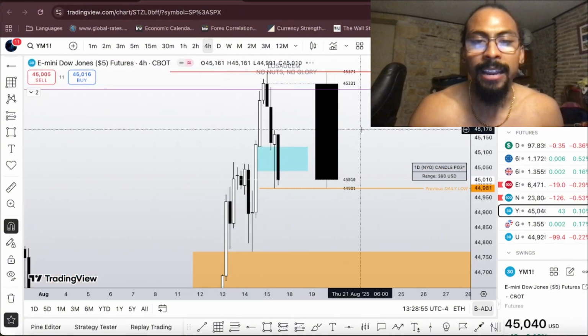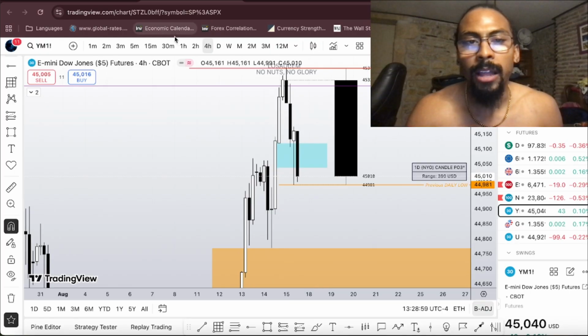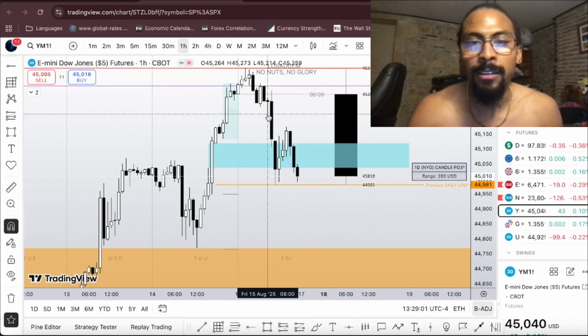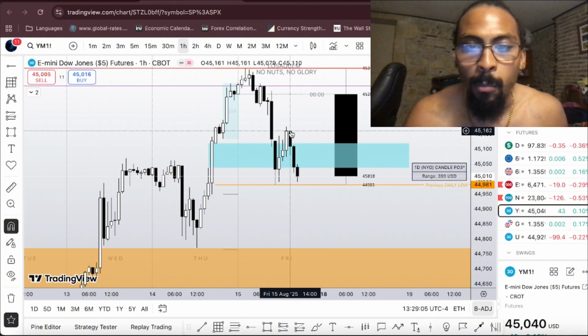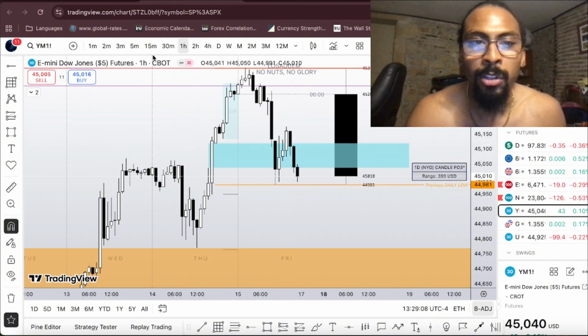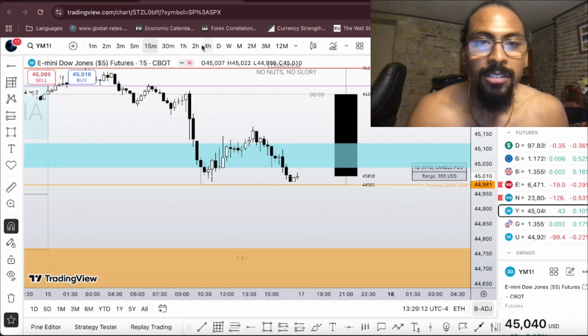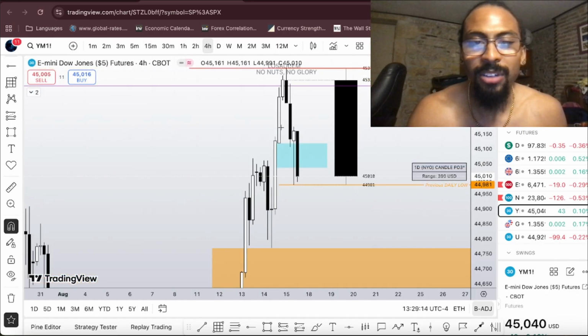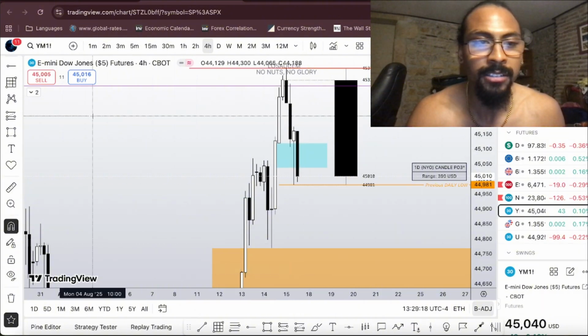The reason why I'm saying that is because of how, when I'm looking at this, right, we came up into this inefficiency on the hourly, and then we started running lower. Now notice how there's no top wick on this candle, and when you look at this run on the 15-minute chart, it's kind of weak, right? So until we start getting a real displacement through this FVG, I don't think price is coming down into here.